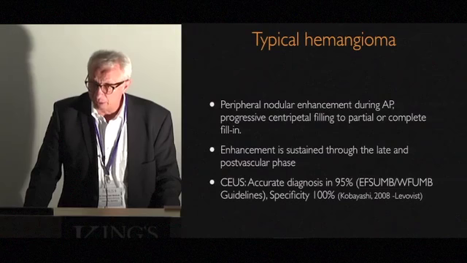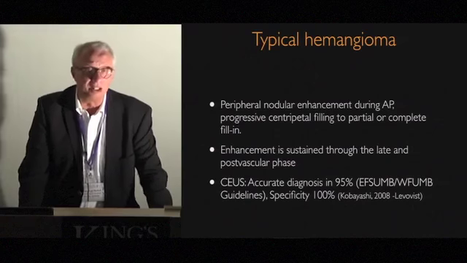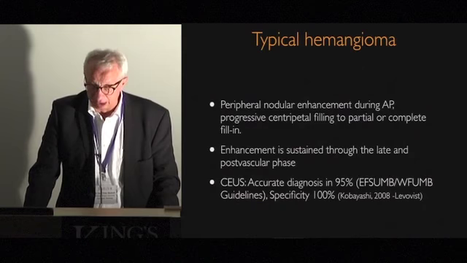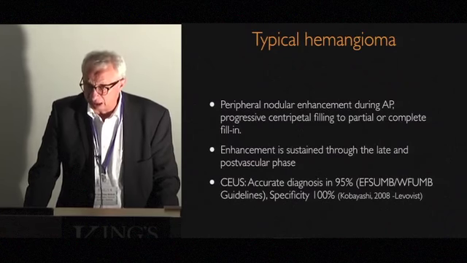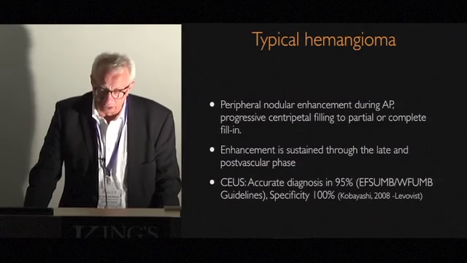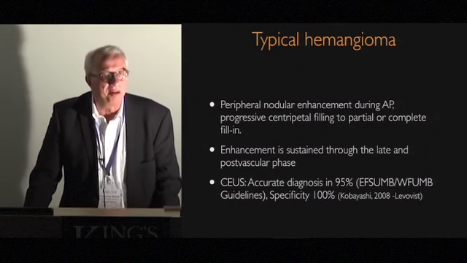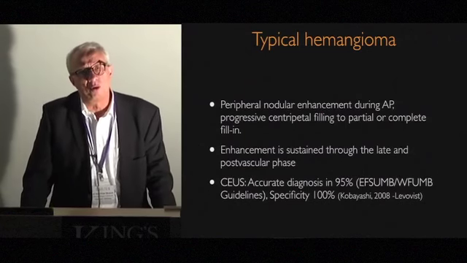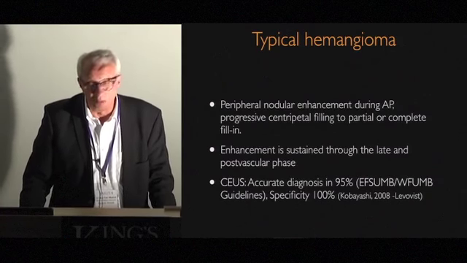You already heard that you have a peripheral nodular enhancement during the arterial phase, and a progressive centripetal filling starting in these peripheral nodules to a partial or complete fill-in, with an enhancement that is sustained through the late and post-vascular phase. CEUS makes an accurate diagnosis in 95% of the cases with a specificity close to 100%. Why is it only 95%? Because some of the hemangiomas, mostly those that have a medium size or are very small, are completely thrombosed. So this is the challenge for, I think, all imaging modalities.